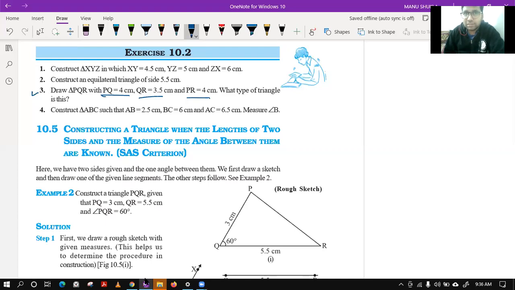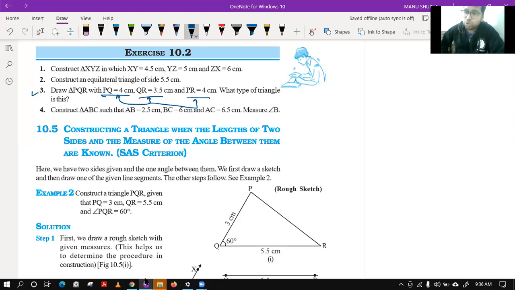If you understand, this triangle is an example of which kind of triangle? Please tell. If you see the sides, can you tell? This is an example of which triangle? Yes, Bani. Others, please try. This is an isosceles triangle.